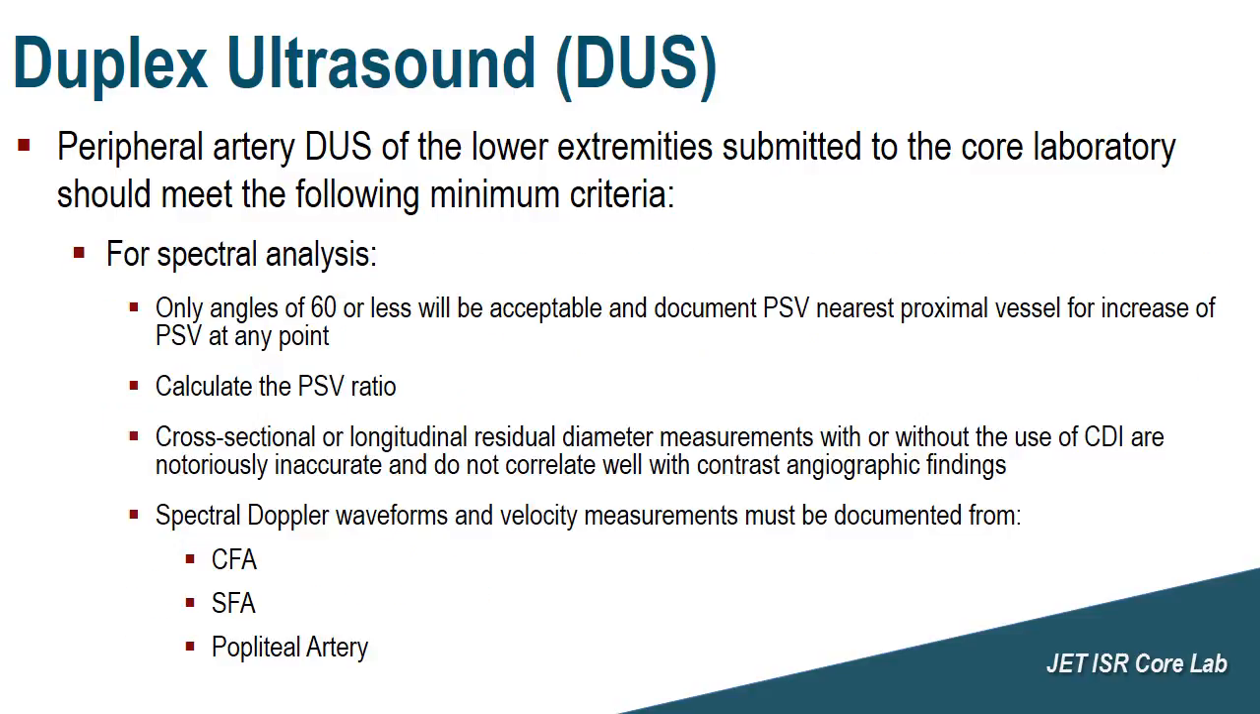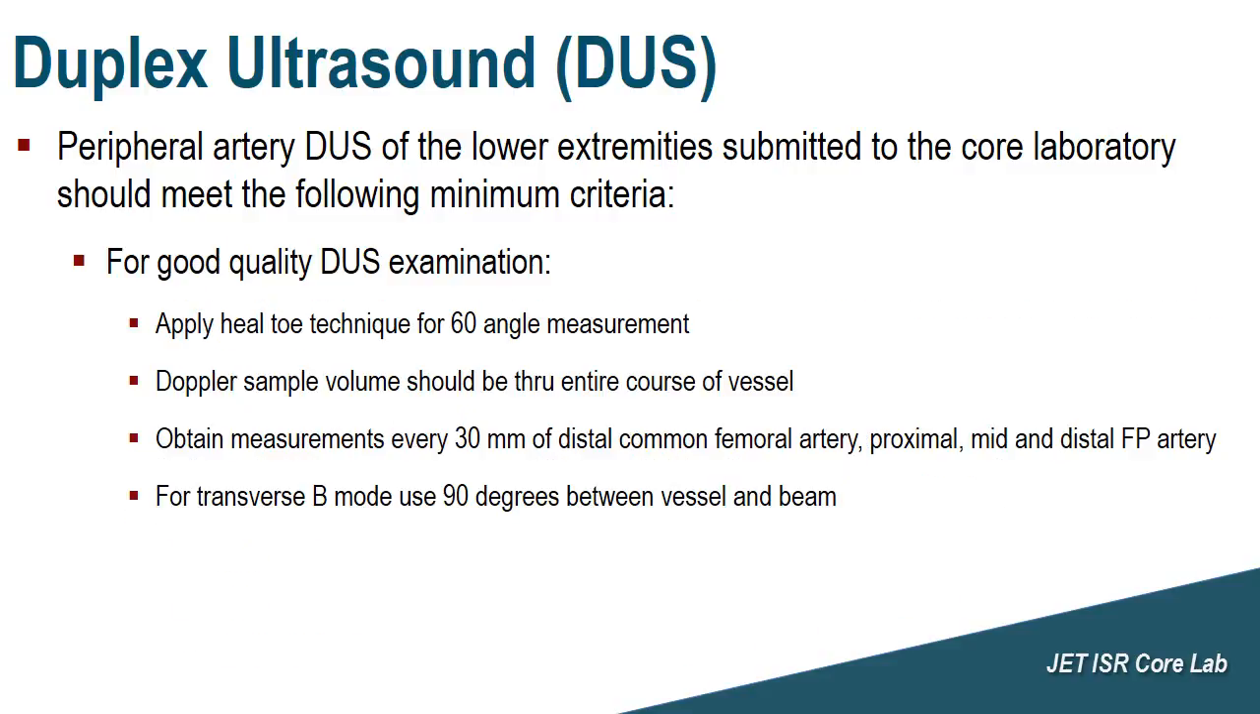This is a repetition of what we have spoken before, but it is a reminder that angles of 60 degrees or less will be acceptable. Calculate the PSV ratio. Cross-sectional or longitudinal residual diameter measurements, with or without the use of CDI, are notoriously inaccurate and do not correlate well with contrast angiographic images. Spectral Doppler waveforms and velocity measurements must be documented from the 3 locations that I told you. The form, which is the worksheet, has accurate and detailed instructions for where these measurements should be made in reference to the target lesion.